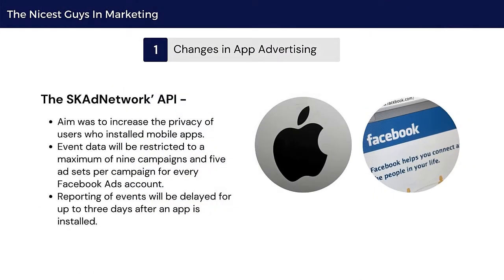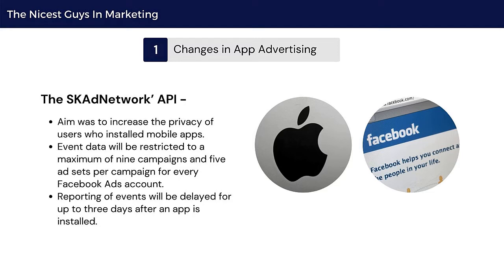Changes in app advertising. So the changes in app advertising by Facebook have always been around privacy and increasing the privacy of users who have installed apps. Now, event data will be restricted to a maximum of 9 campaigns and 5 ad sets per campaign for every Facebook ads account. Now, these numbers will not have a huge impact on small advertisers.